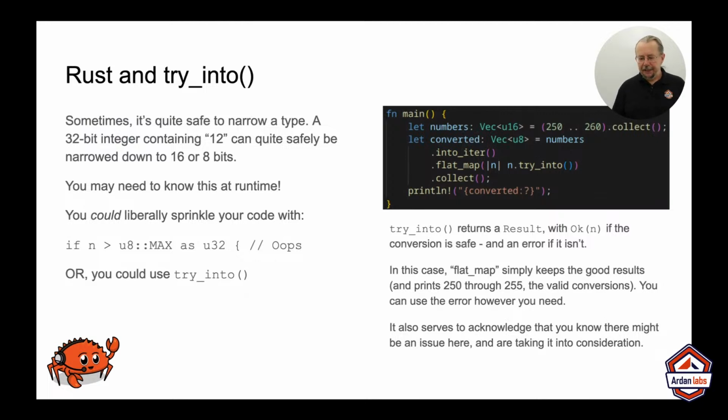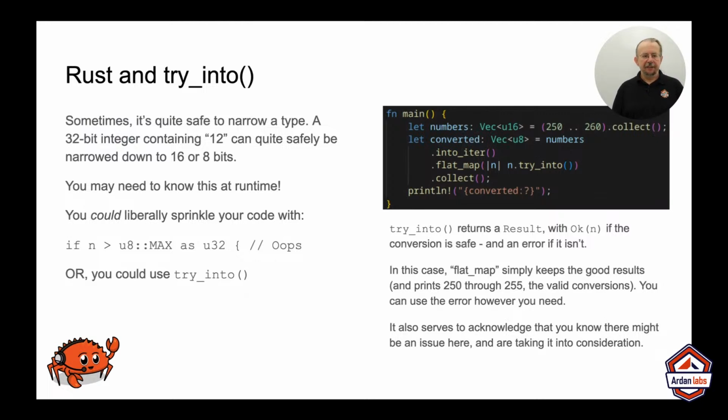And so you can come up with something like this, where I create a set of numbers from 250 to 260 in a U16, convert that into an iterator flat map. And what flat map does is it says just keep the good ones, throw away the errors, and collect it, print it out. It just shows you 250 through 255, the valid conversions. It successfully detected that the other ones weren't going to work.